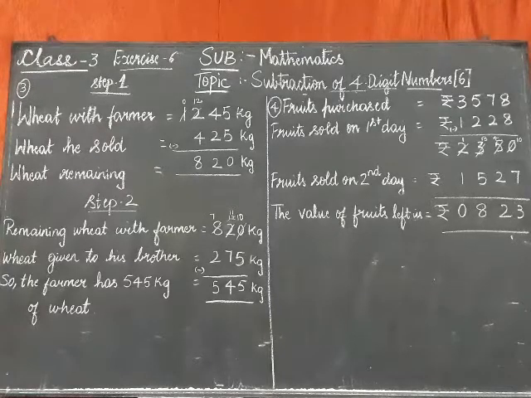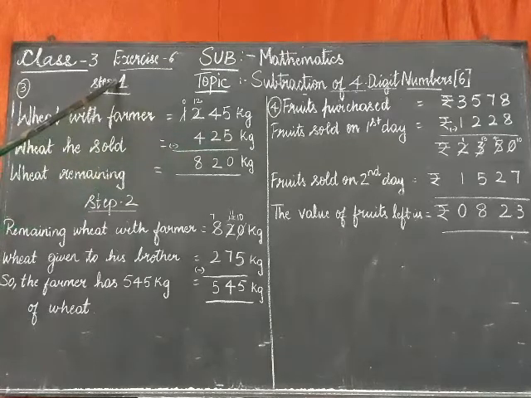A farmer had 1245 kg of wheat. How much was he having? He was having 1245 kgs of what? Wheat. He sold 425 kg. Sold means he is selling. How many kgs of wheat is he selling?